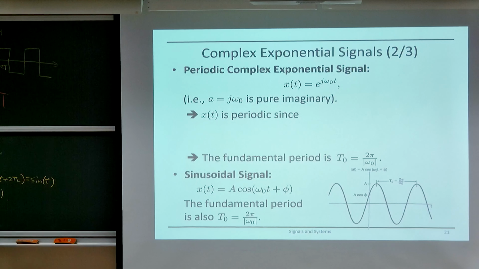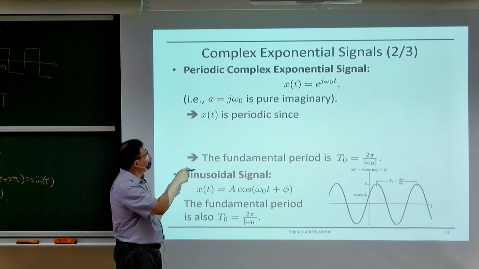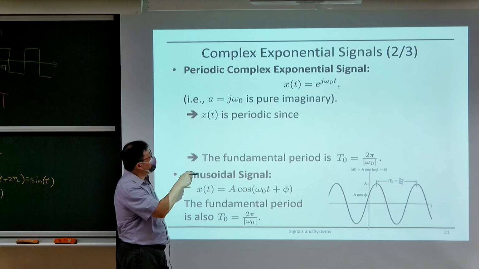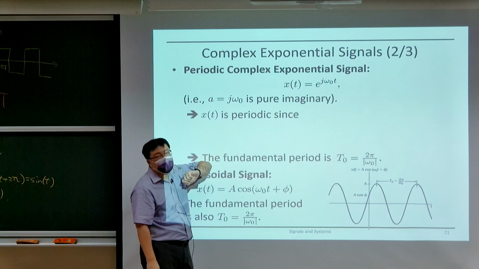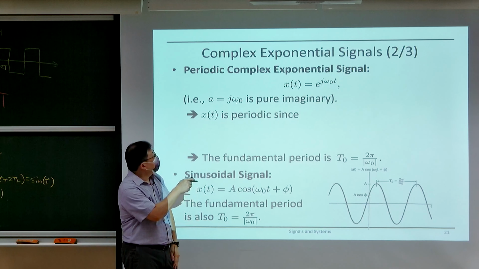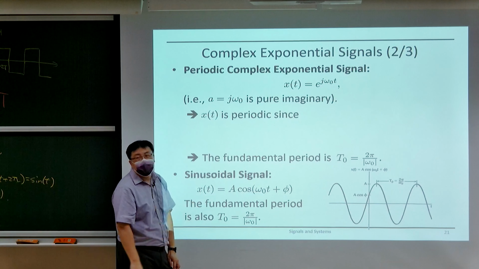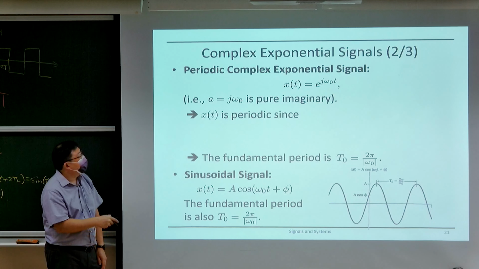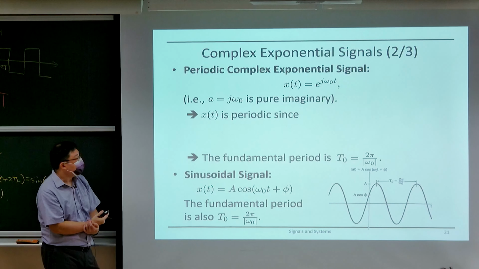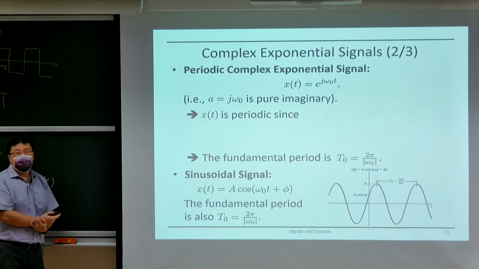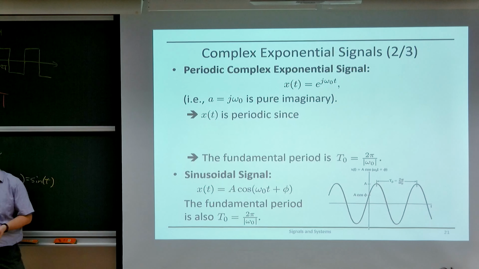Suppose we choose c to be a constant, let's say 1, and let a be this pure imaginary number, so we write it as j times omega naught. If you plug j omega naught inside here, then what you get is actually a periodic complex exponential signal. Now, why is this periodic?